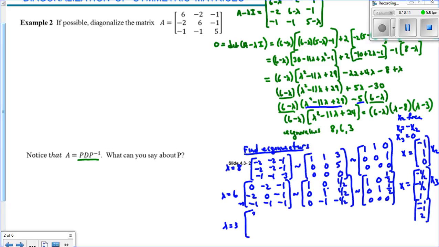Okay, so we'll have 3, negative 2, negative 1, negative 2, 3, negative 1, negative 1, negative 1, 2. I'm going to move row 3 up to row 1 and multiply by negative 1. Now I'm going to keep row 2 where it's at, but multiply row 1 times 2 and add to it. And then I want to multiply the current row 1 by negative 3 and add it to the row 1 we had before and put that as row 3.